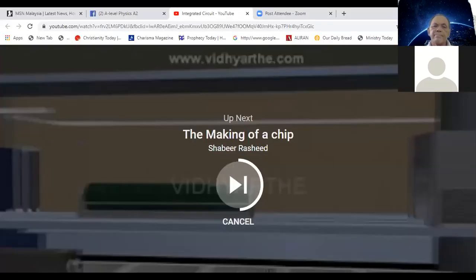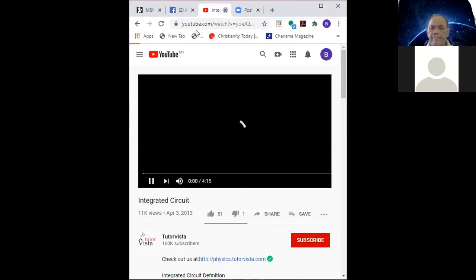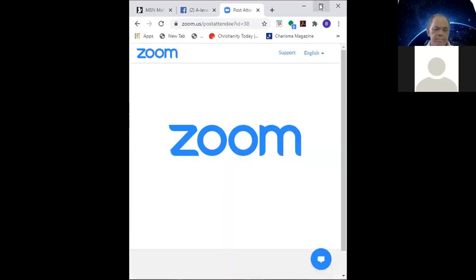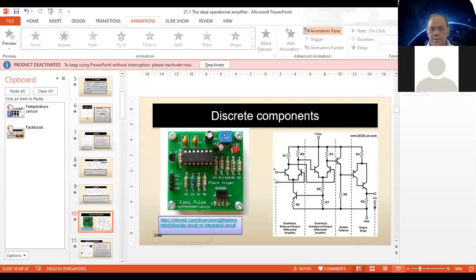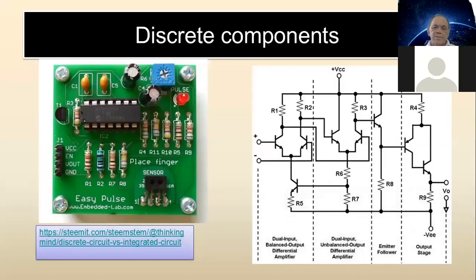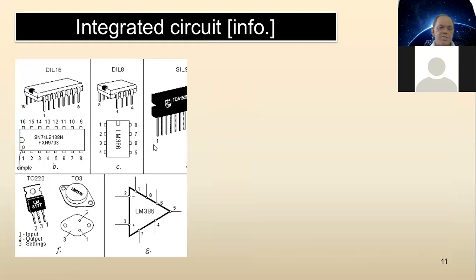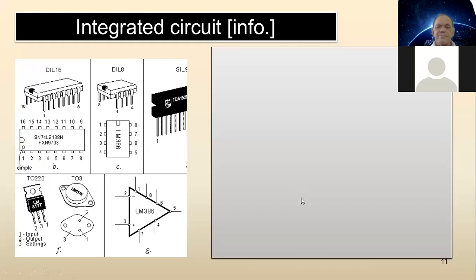Okay, let's go back to our discussion. That's your discrete component, resistor, that's your IC. Right? Usually it's a different form. This is for your info, that's all.